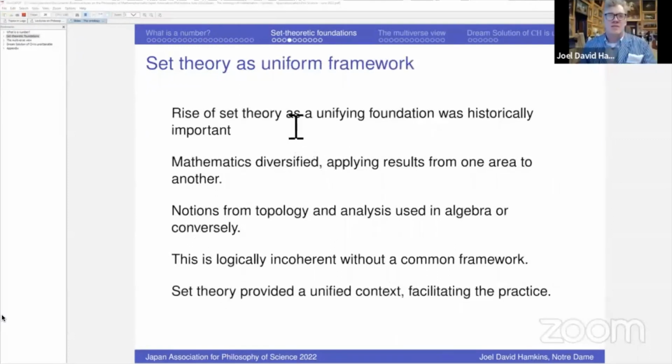The rise of set theory as a unifying foundation was historically very important because at the time mathematics was diversifying. We had algebra and analysis and geometry and so on, many different subjects of mathematics. But mathematicians often wanted to apply results from one area in another. We would use ideas and theorems from topology and analysis, but use them in algebra, or conversely. But that would be logically incoherent if we didn't have a common framework in which all of those subjects live. And set theory provided that common framework, facilitating that kind of practice.